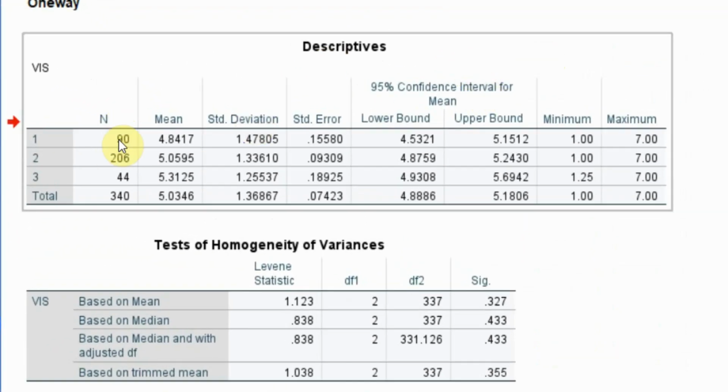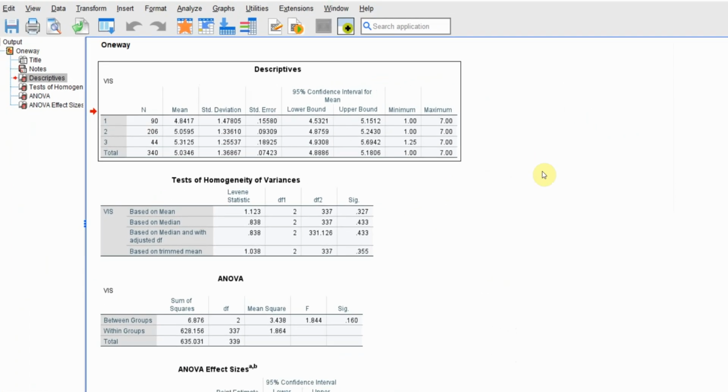The first one is job rank 1, 2, 3, so junior, middle and senior. I've got 90 junior level employees, 206 middle level employees, 44 senior level employees. In the junior level employees, the mean for vision is 4.84. And you see it increases as the job rank increases. It is 5.05 for middle, 5.31 for senior. Overall, the mean is 5.03. This is standard deviation, standard error, lower bound and upper bound confidence interval, the minimum and maximum value for vision in each group.